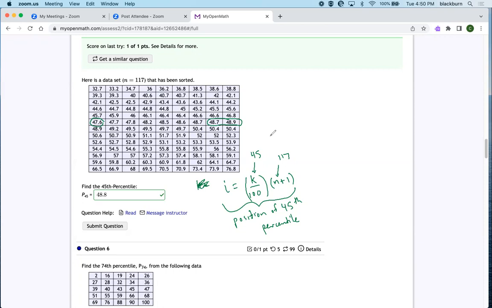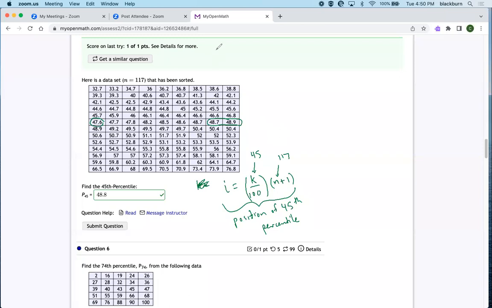Does the fan on my computer sound really loud on your end? No. No, okay. Good. It's really loud on my end for some reason.